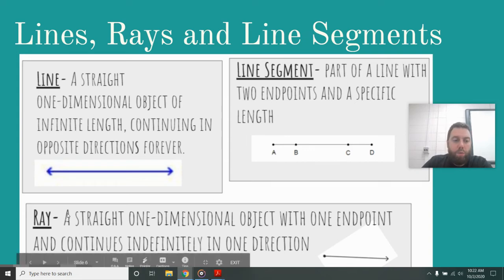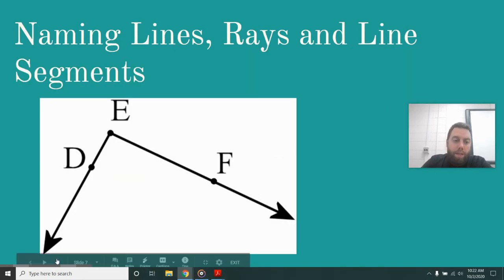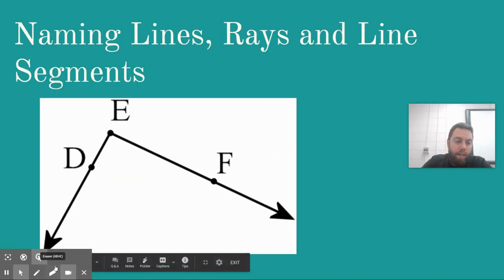Okay. And the last one is a ray. It's a mix between a line and a line segment. It's a straight one-dimensional object with one endpoint. So you see the one endpoint here and it continues indefinitely in one direction. So we notice that the arrow here implies it goes infinitely in one direction, but it starts or stops in the other direction. Okay. Now, naming these rays and lines.